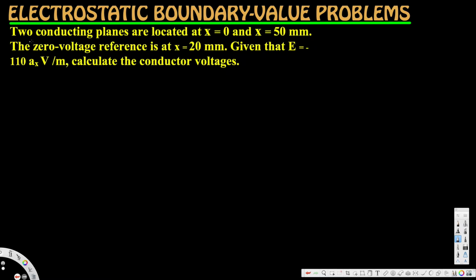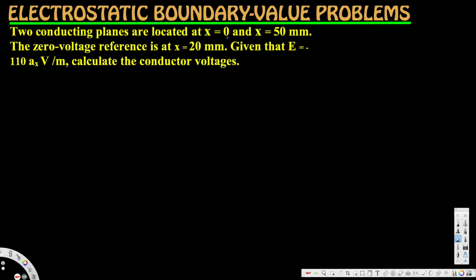Here this question is asking: two conducting planes are located at x equals 0 and x equals 50 millimeter. The zero voltage reference is at x equals 20 millimeter. Given that E is equal to negative 110 a_x volts per meter, calculate the conductor voltages. Okay. Now the first thing is we have to know the distance between these two.